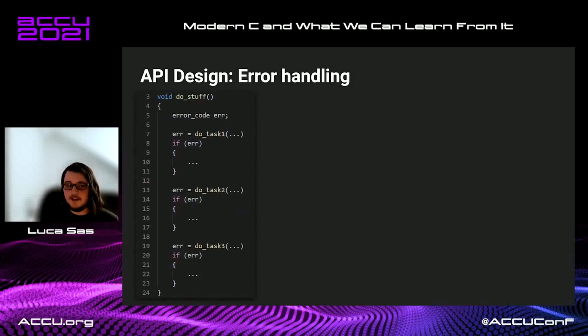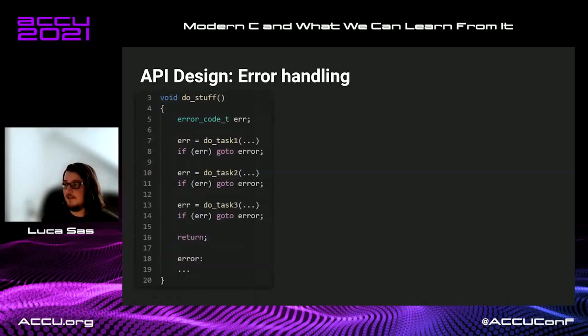do a task, you get the error from the return slot, and then you check for it, and then you do this again and again. And now some people thought, well, this is quite repetitive. I don't want to repeat myself. So they decided to use goto. And they just have a label at the end of the function.